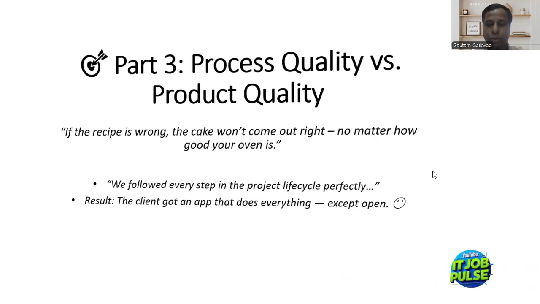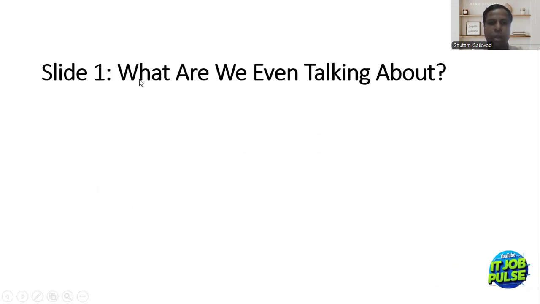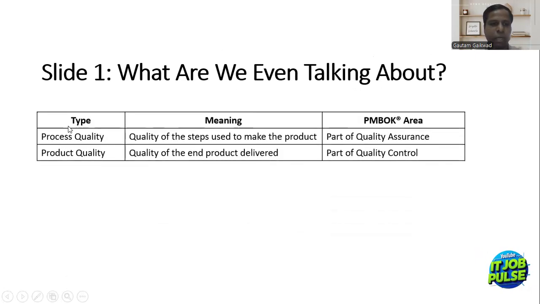Okay, so what do we need to follow? What are we even talking about? Let's understand the types: process quality, then product quality. Process quality is nothing but the quality of the steps used to make the product. So ultimately, process quality is working towards the product development only. And it's part of quality assurance. Product quality is nothing but the quality of the end product delivered. Part of quality control.